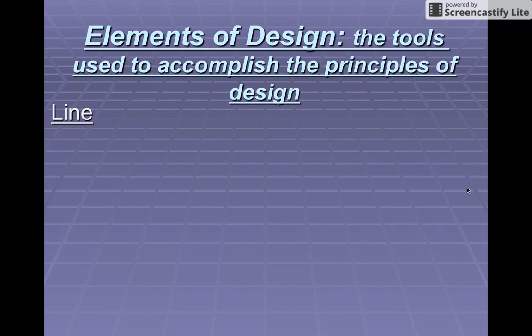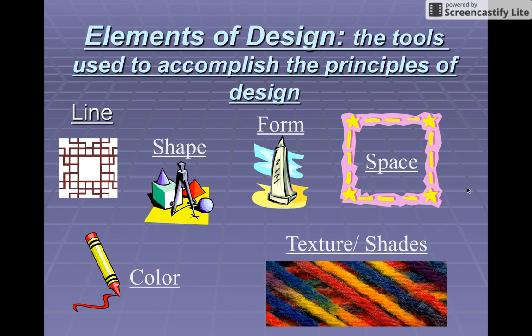So next, it leads us to our elements of design, which are our tools. So principles are the rules, elements are the tools that you must use to follow the rules. So by having different colors, it helps us to make an emphasis. By having different shapes, it helps us to have unity. So these tools help us to follow those rules.